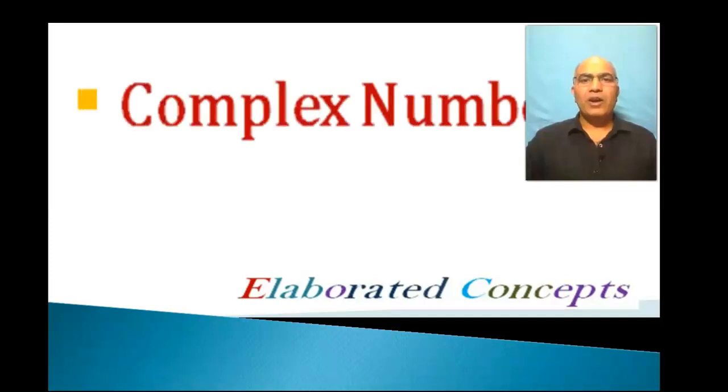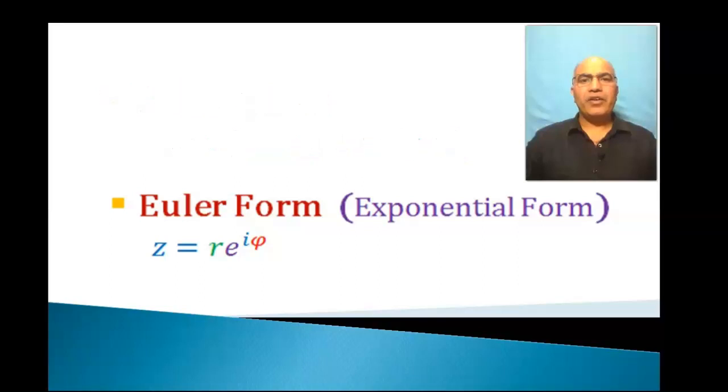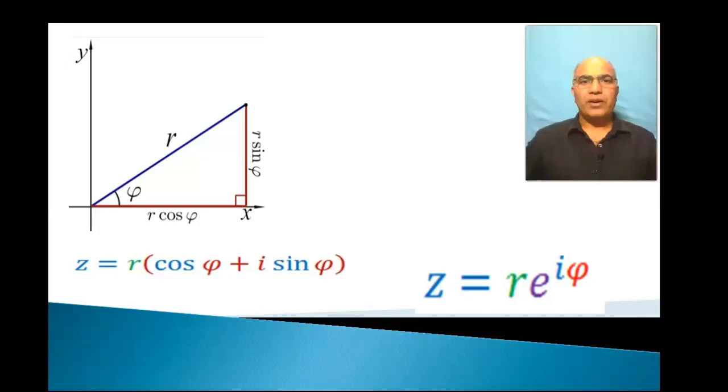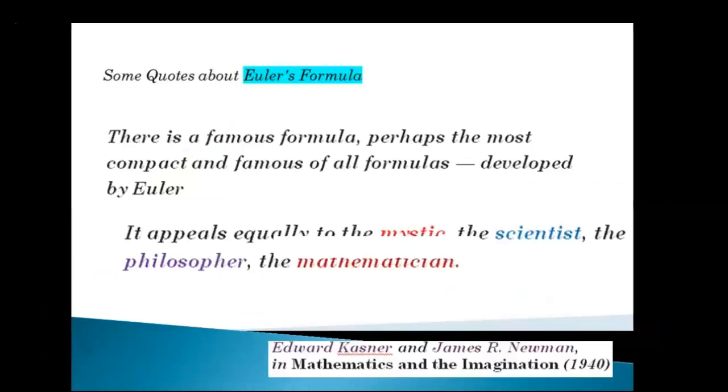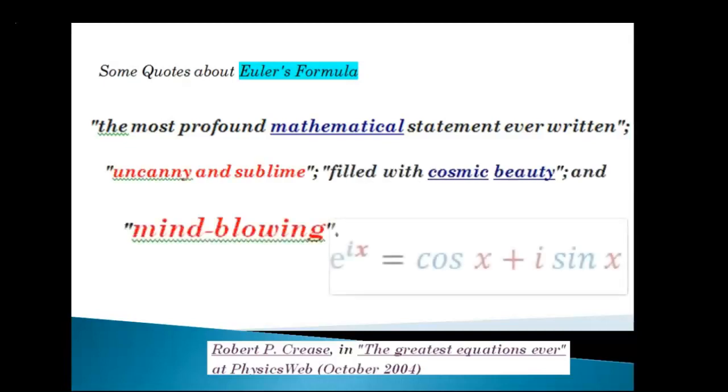Exponential form or Euler form of a complex number is an elegant and compact way of representing complex numbers in their polar coordinates. It is derived from an amazing, mystic and most elegant mathematical formula which is known as Euler's formula.